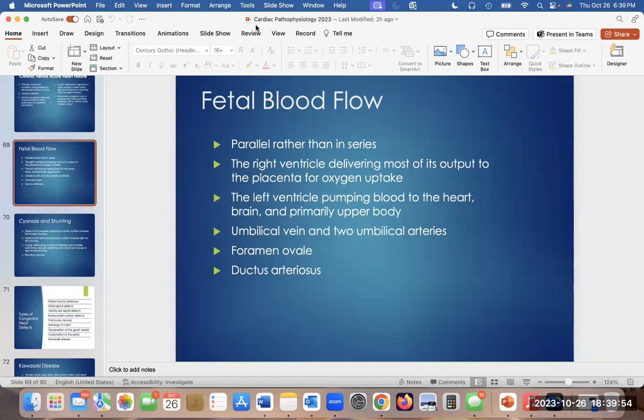Just know that they have a different system or mechanism for the blood to flow in the body, and they have these different openings, like a foramen ovale and a ductus arteriosus. They're different openings for blood flow to get to different parts of the body because they don't have the structures that we do.